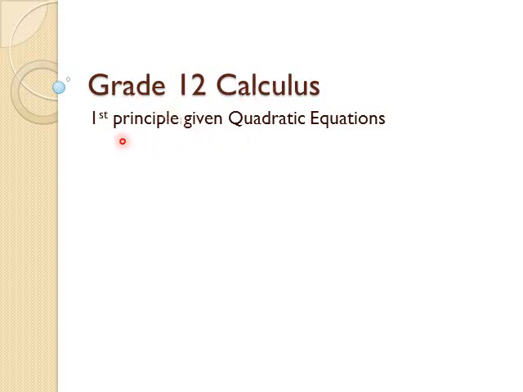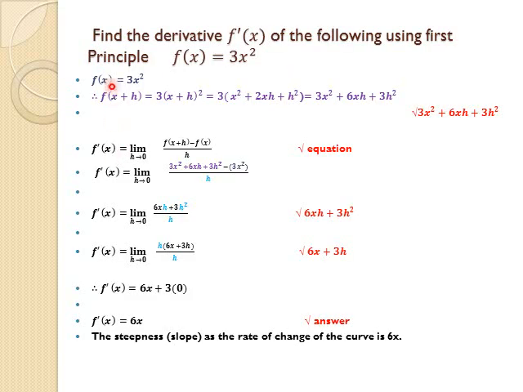Good day and welcome, Mr. Simons here. This lesson we're just going to look at the variations, how we test quadratic equation using first principle in exam. So find the derivative f prime x of the following using first principle, given f(x) equals 3x squared. So if f(x) equals 3x squared, I'm always required to find f(x plus h). So in the place of x, I put (x plus h) all squared.